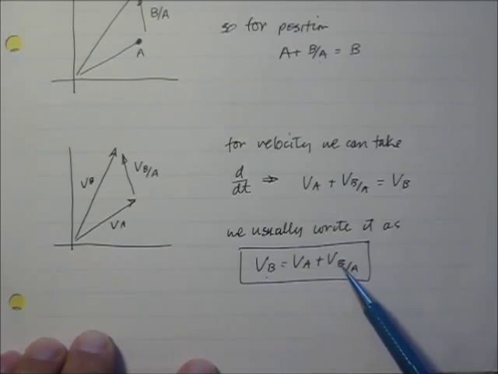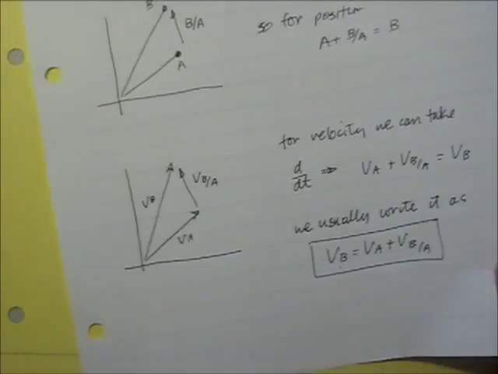Now, how do we interpret that? The way I kind of look at this is the velocity of B if I'm standing on A. So the velocity of B with respect to A says if I am A, what does B look like to me? So again, we'll look at some examples and make sure we understand the with respect to's.